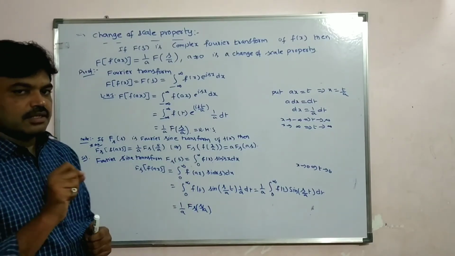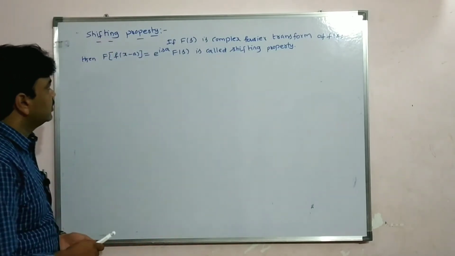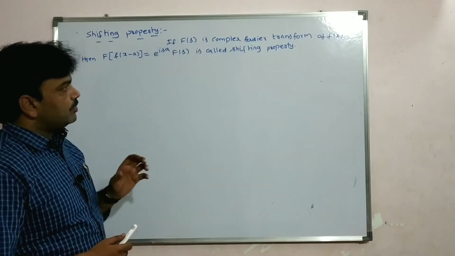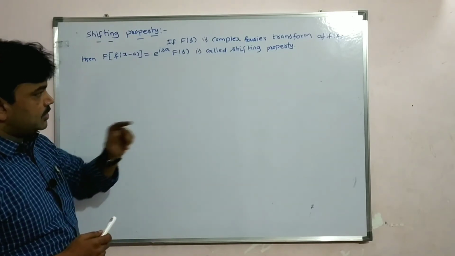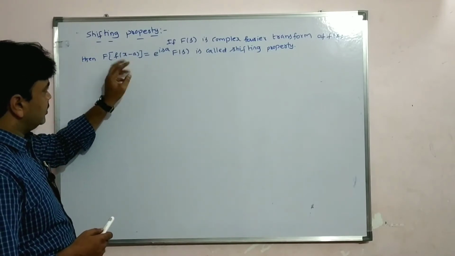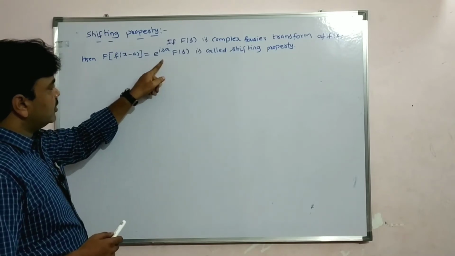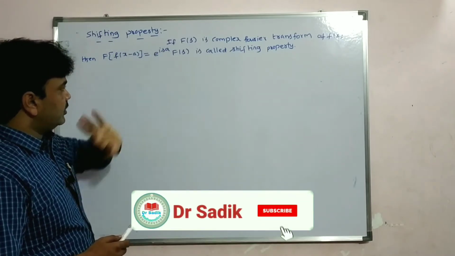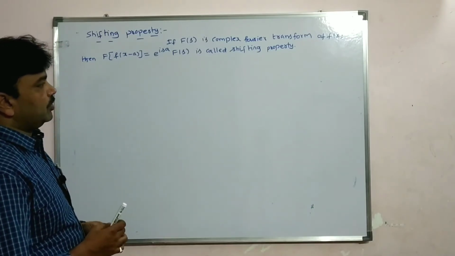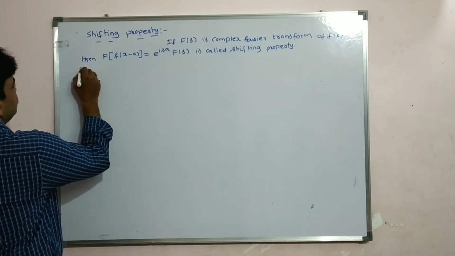Okay, let us see another property, students. Let us see the shifting property, students. Shifting property: if F of s is the complex Fourier transform of f of x, then f of x minus a, this is important, students, f of x minus a can be written as e power isa F of s. e power isa F of s is called the shifting property.